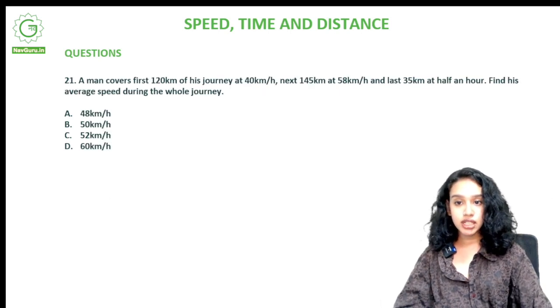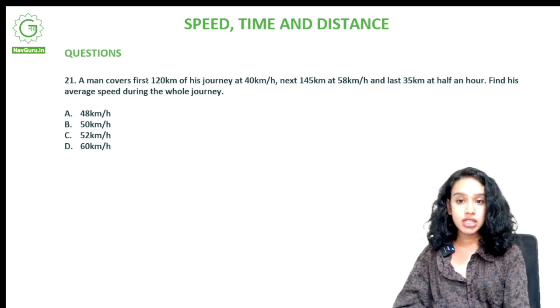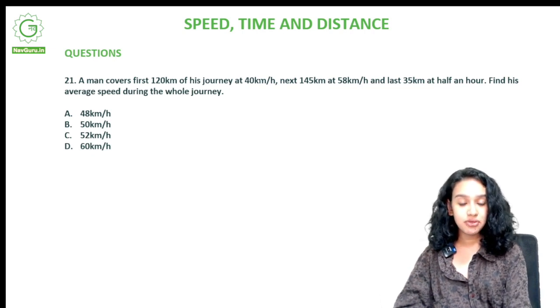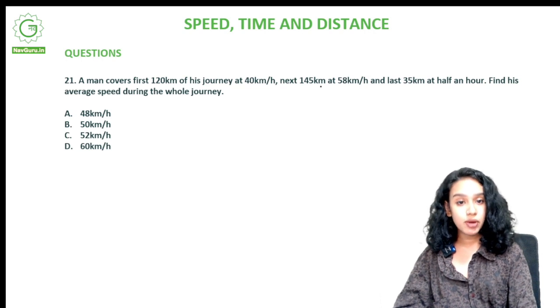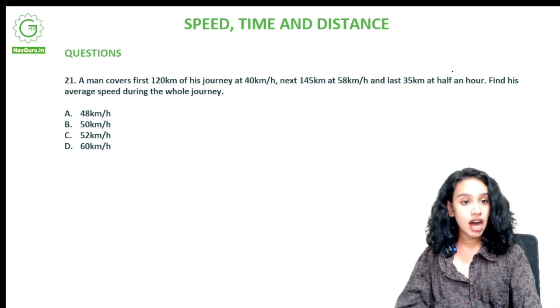Now let's move on to the next question. A man covers first 120 kilometers of his journey at 40 km per hour, next 145 km at 58 km per hour, and last 35 km per half kilometer per hour. This is actually half kilometer per hour. Find his average speed during the whole journey.